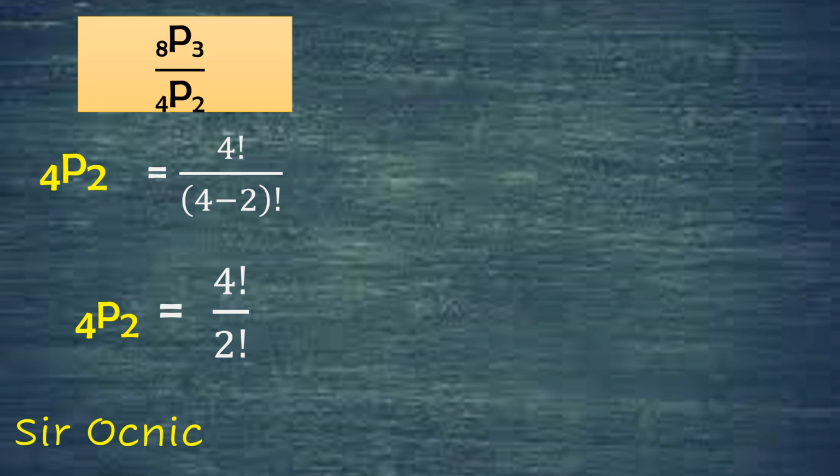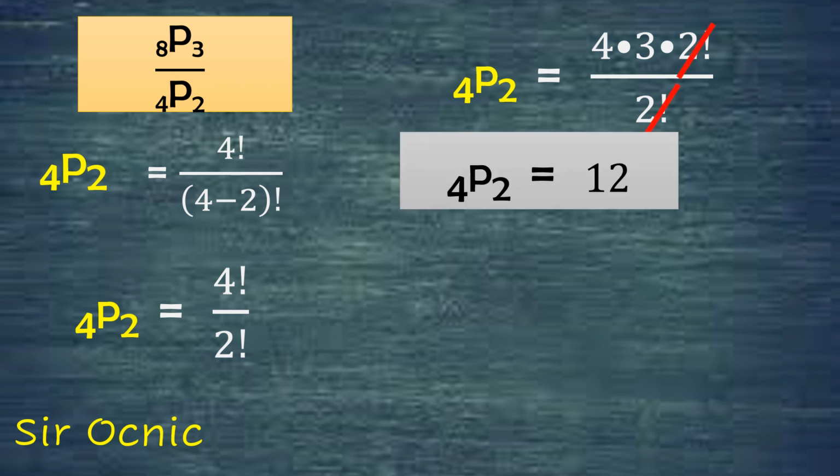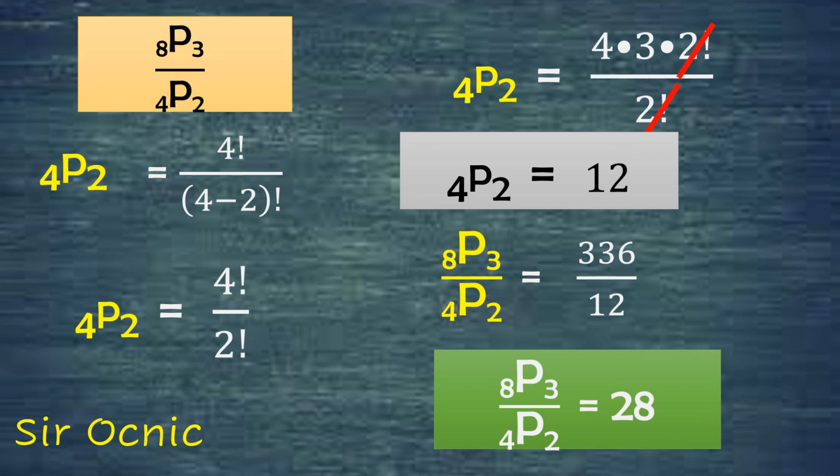Let us simplify the denominator. Permutation of 4 taken 2 at a time is equal to 4 factorial all over 4 minus 2 factorial, or simply 4 factorial all over 2 factorial. Expanding the numerator, we will have 4 times 3 times 2 factorial all over 2 factorial. Cancelling the common factor, which is 2 factorial, we will have 4 times 3, which is equal to 12. Dividing the numerator by the denominator, that is equal to 336 all over 12, or simply 28.